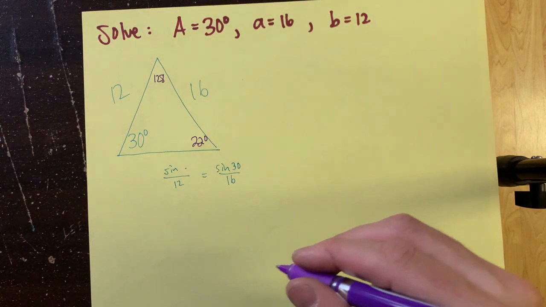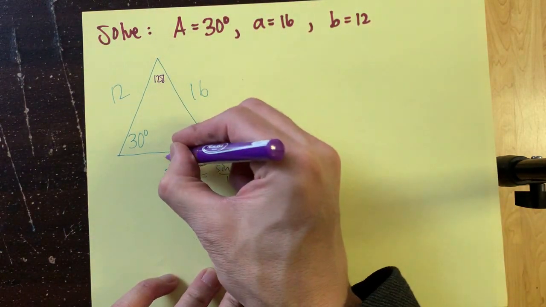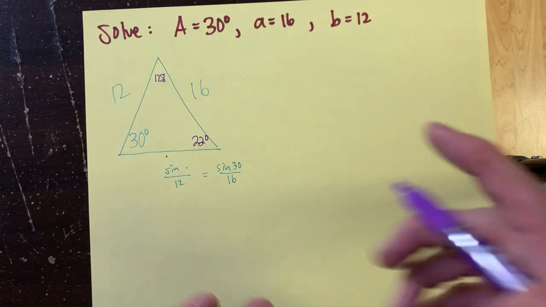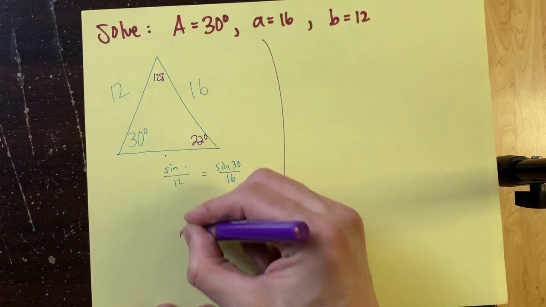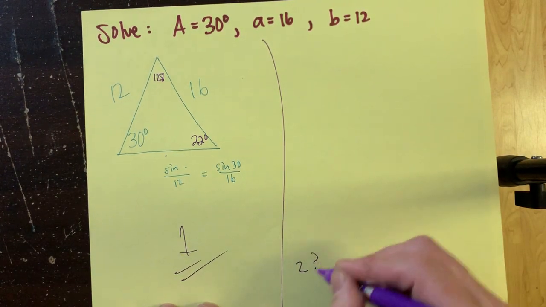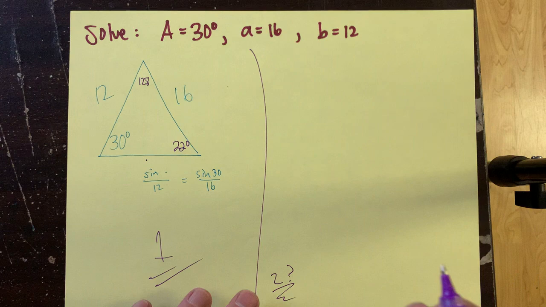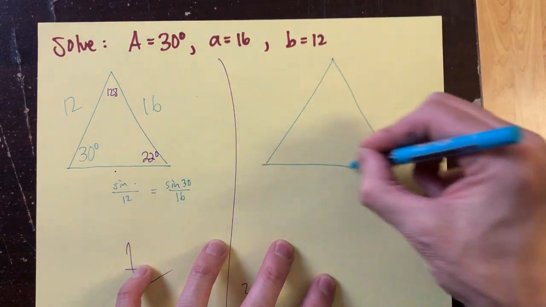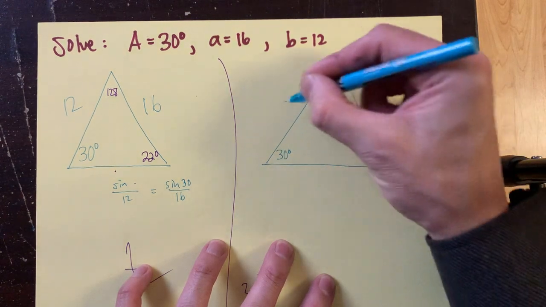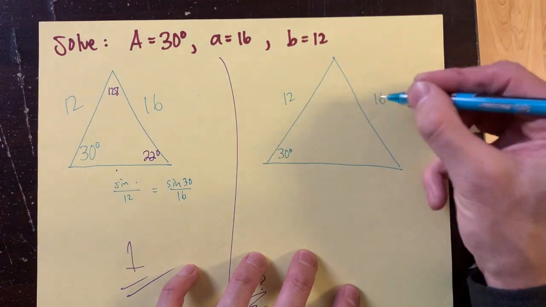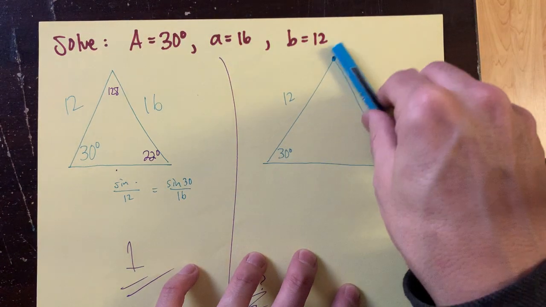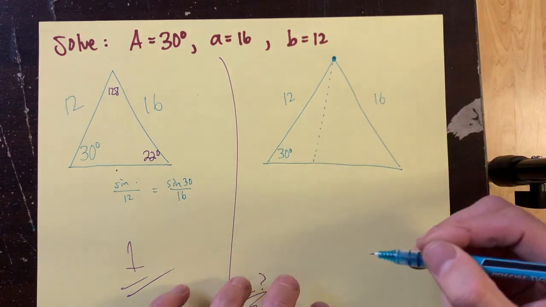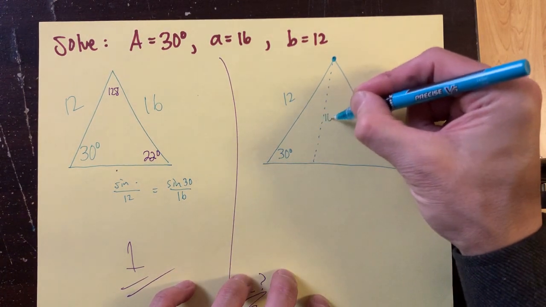All right. And then I can find this here with more law of sines, but that doesn't really matter. The purpose of this video is to decide if there's one or two triangles. So now we know that one triangle works. The question is, is there a second triangle? Let's find out. So let's do what we did in the first part. We're going to keep the 30. We're going to keep the 12. The 16 is going to be nailed there, and it's going to slide in to be right there. And so now this is your 16 here.